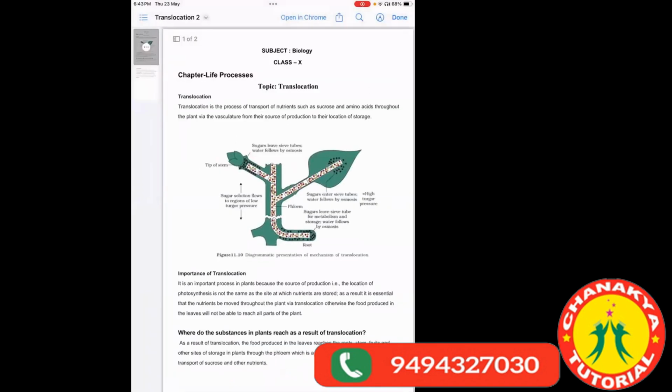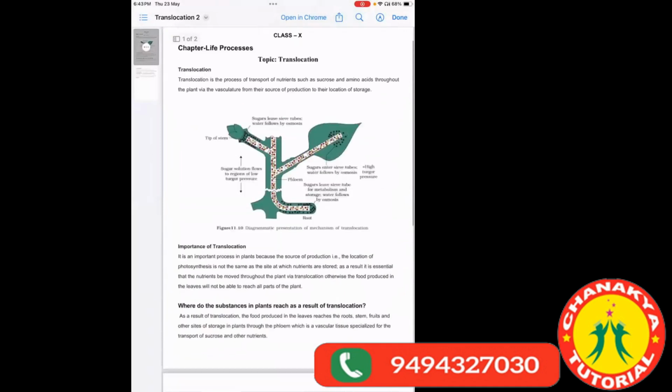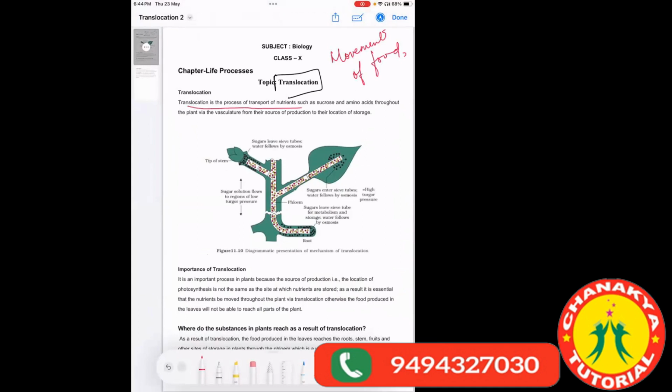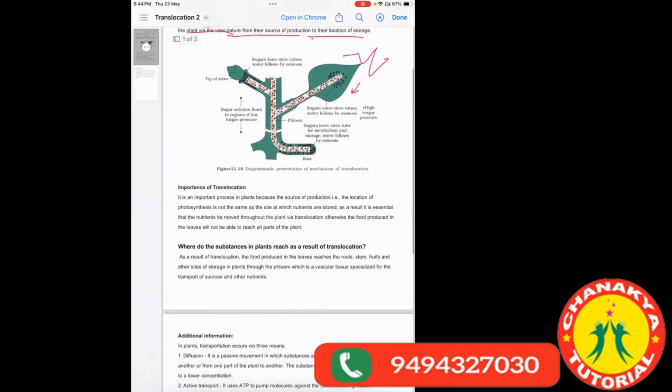Now coming to the next part, which is translocation. We have already discussed it: it is the movement of food throughout the plant. Translocation is the process of transport of nutrients such as sucrose or amino acids throughout the plant via the vasculature, from the source of production to the other location. So from wherever they are produced to the other location, that transportation is known as translocation.